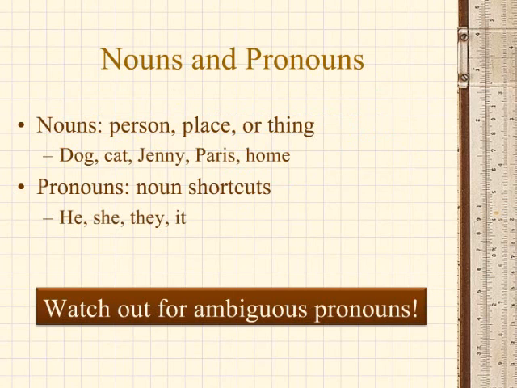We have to be very careful about pronoun agreement and reference when writing. Pronouns can make our writing seem unclear and difficult to understand. Let's begin with the definition of a noun and a pronoun. Noun: words that name persons, places, or things. Examples: dog, cat, Jenny, Paris, home. Pronoun: words that take the place of nouns. Pronouns are shortcuts that keep you from unnecessarily repeating words in writing. Examples: he, she, they, it.